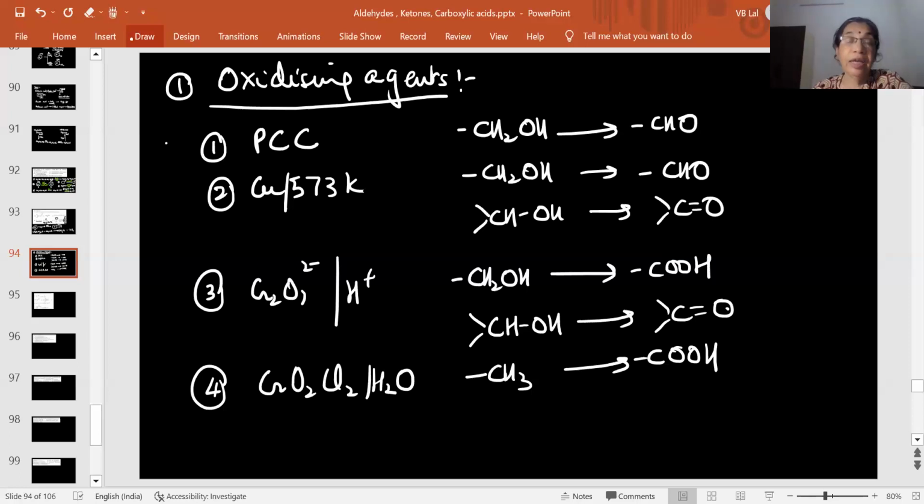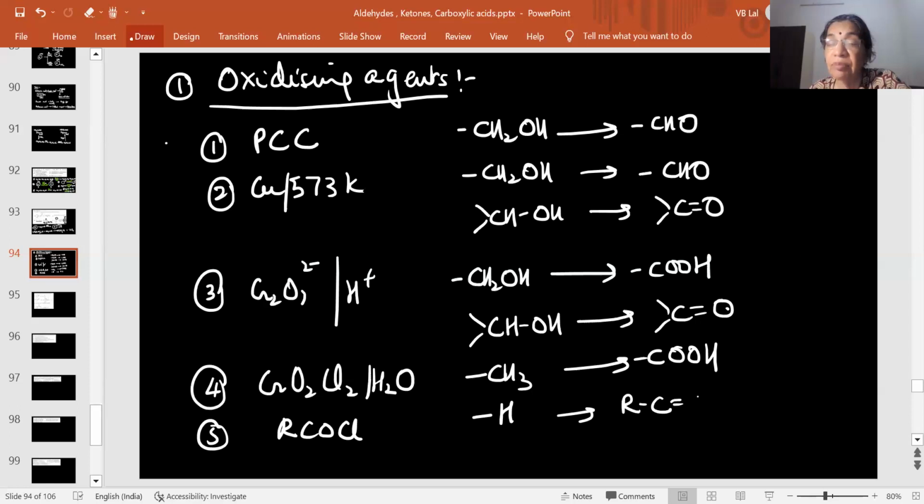Okay. If I take the fifth one, if I use RCOCl, what does it do? It replaces H with RC double bond O. Okay. So you have to learn these things carefully. If you write them and learn them, you will know these answers. So these are the 5 which are only for oxidation.